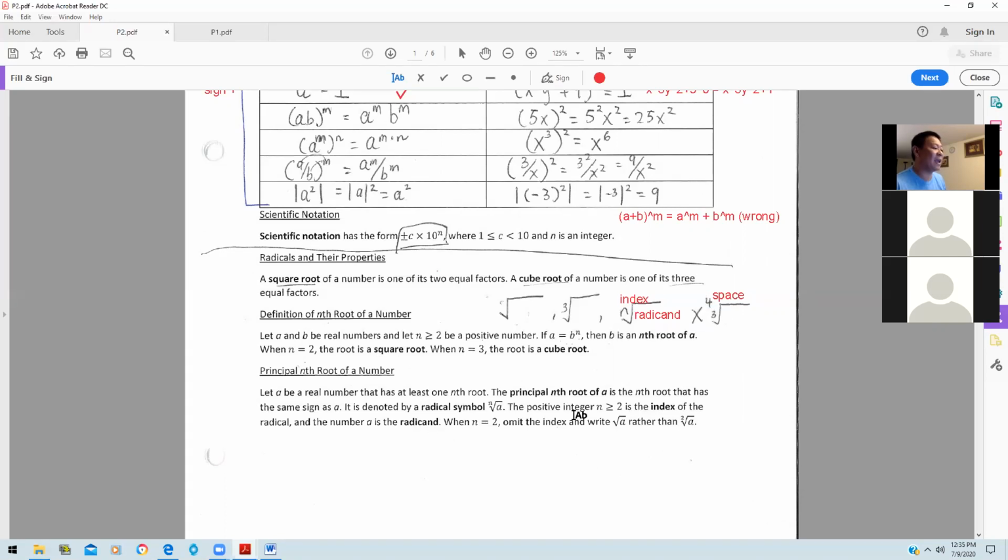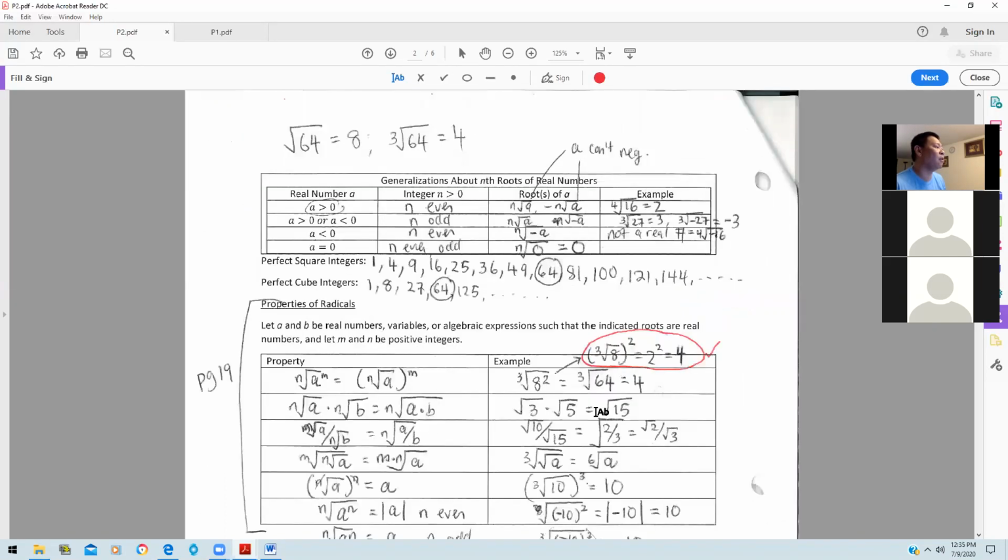This also has a radicand and an index. So we'll talk more about what happens if they are negative or positive in this case. So if your real number is a, meaning a number, and n is even, then you will always get a positive. Okay. What I can tell you here is a cannot be negative. Just want to point out to you guys, this makes your life easier.